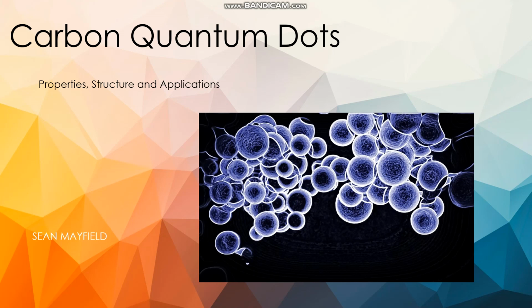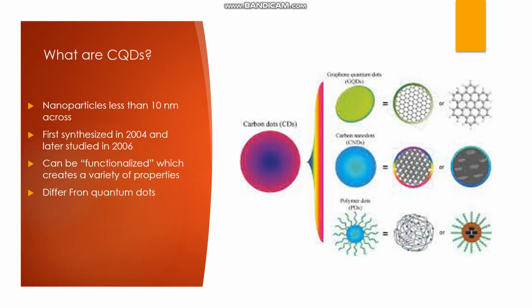I am Sean Mayfield, and I did my project on carbon quantum dots. So, carbon quantum dots are nanoparticles that are typically less than 10 nanometers across, but they can be found to be as wide as 15 nanometers across, which means they're made of mostly carbon and can range from about 16 to 80 carbon molecules or carbon atoms.